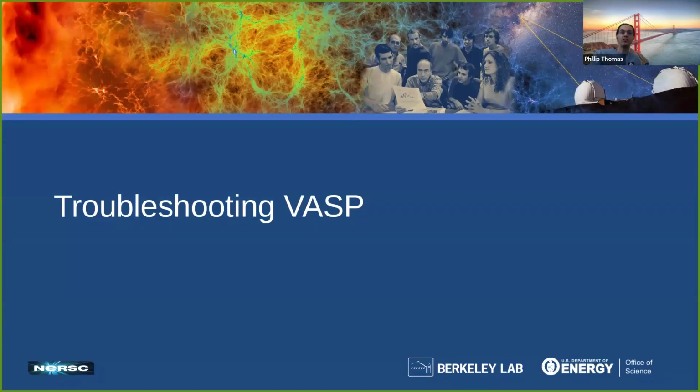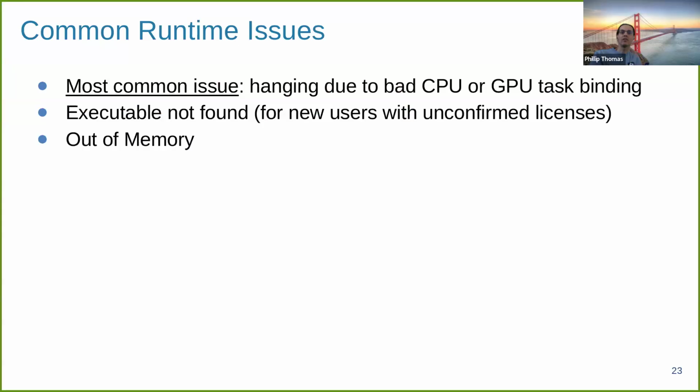So the next section is troubleshooting VASP. Whenever problems occur, as they do from time to time, there are several different steps that you want to take to troubleshoot. And I want to go through the most common problems and the steps that one would take to fix them.